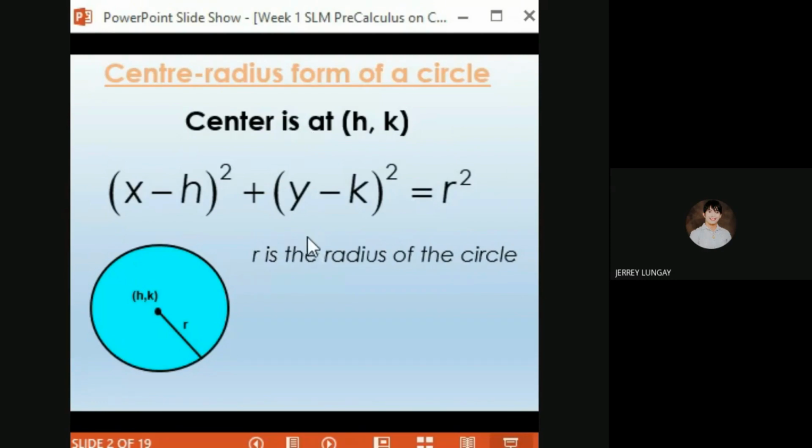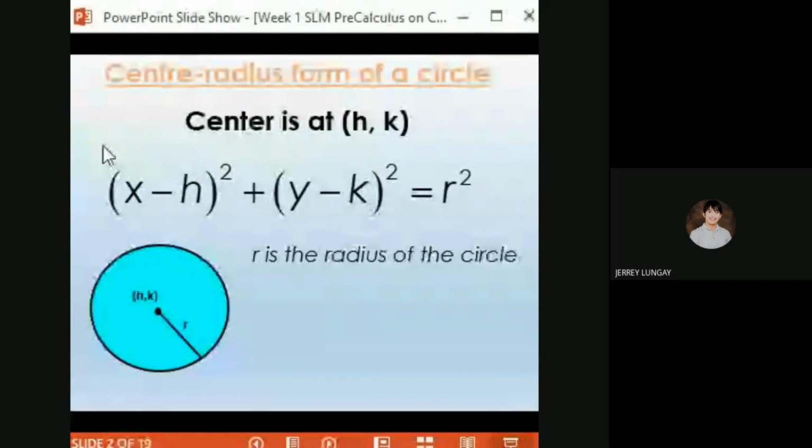This is now the representation or the illustration of the standard form equation of a circle. So, center at (h, k), take note that (h, k) is somewhat like an arbitrary point. Meaning, (h, k) can be substituted with any coordinates. For instance, (h, k) can be (3, 2), or (2, 5). It does not necessarily have to be (0, 0). At (0, 0), the center of the circle is at the origin. But (h, k) is somewhat like arbitrary.